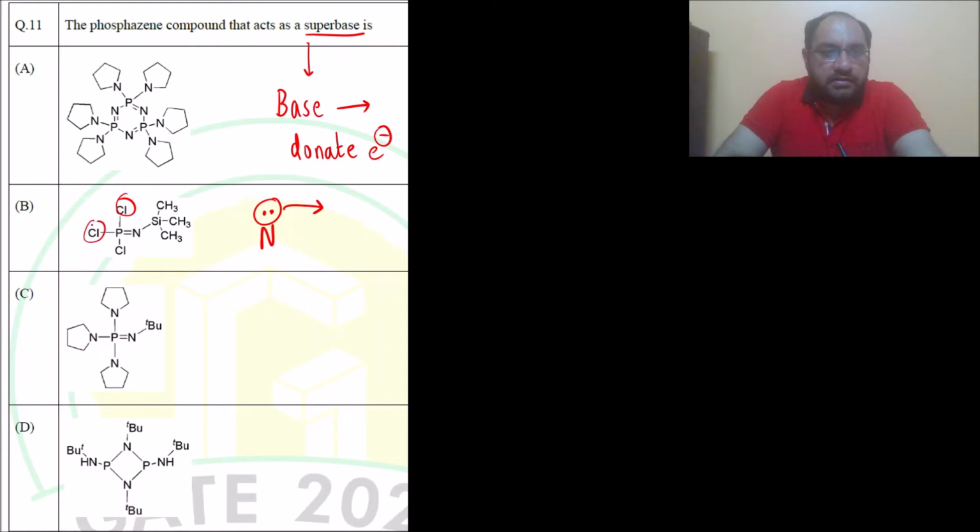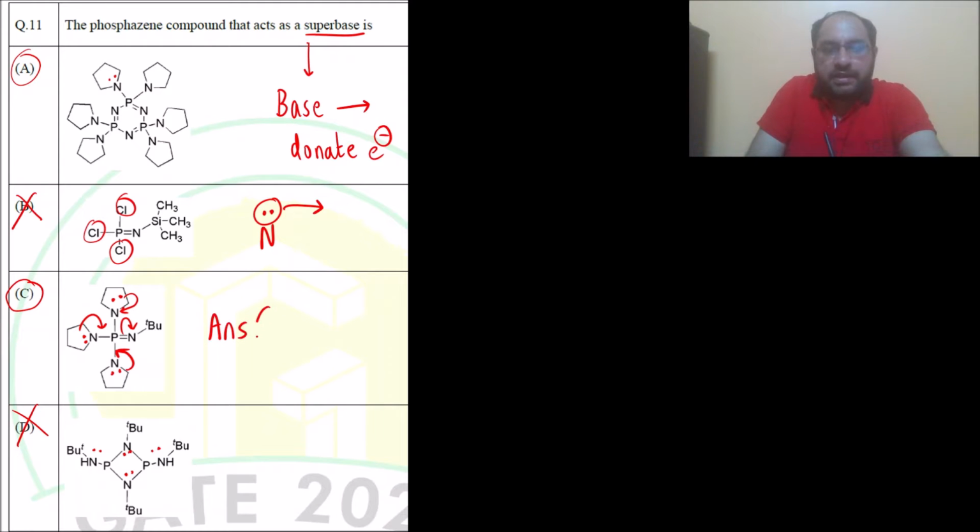Here you can see chlorine is an electron withdrawing group, so this option is incorrect. In option D also, there is a lone pair, but it is not that electron rich, so this is also a weak base. Then if you see option C and option A, option A is also not a very strong base as compared to option C. In option C, there are 3 nitrogen atoms, all donating their electron density to nitrogen via resonance. So this is going to be our correct answer, that is option C. Option C is the super base.